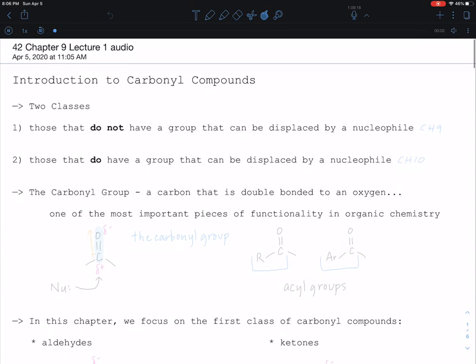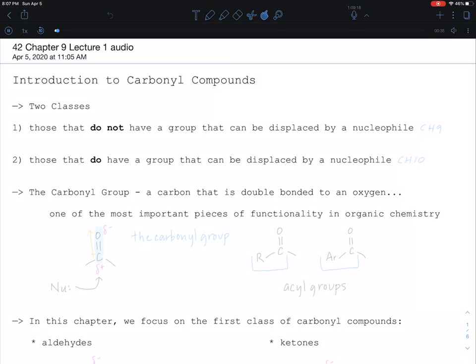So we're going to begin chapter 9, the chapter on aldehydes and ketones, with an introduction to carbonyl compounds. Chapters 9 and 10 are going to be where we focus on carbonyl-containing compounds. The carbonyl group is a carbon that is doubly bonded to an oxygen, and it might be one of the most important pieces of functionality in organic chemistry.